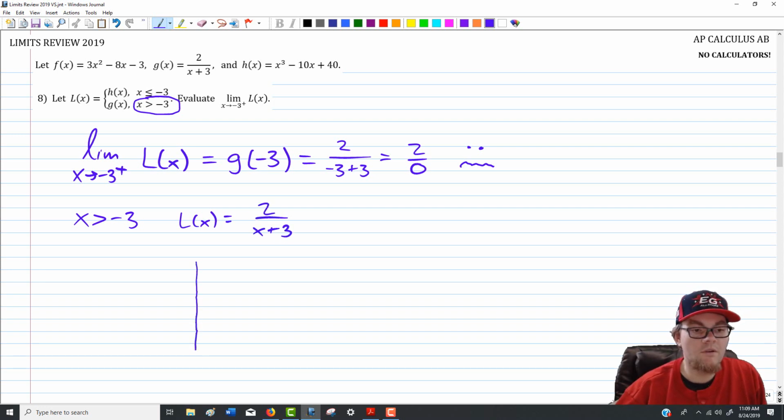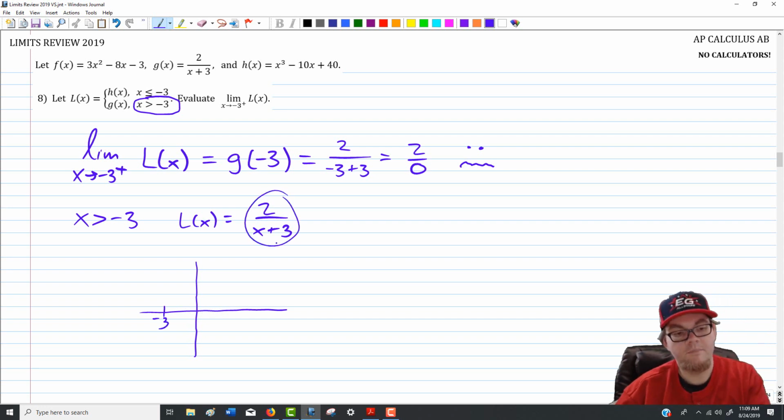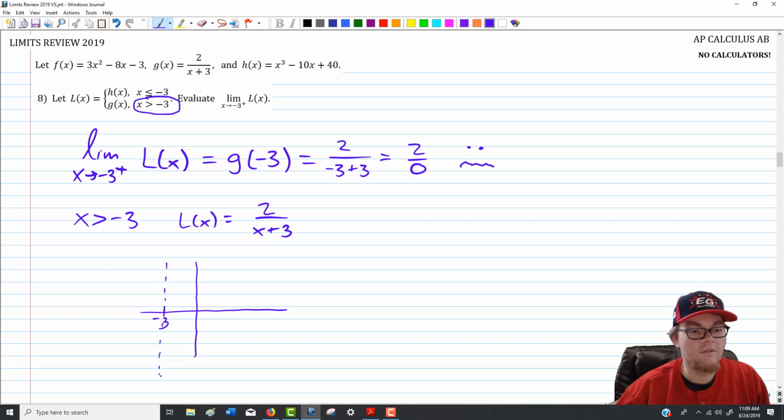So although we don't know exactly what's happening over here, it's some other behavior, which we could graph out if we wanted to. But basically, once we get past negative 3, we've just got this function. This function has a vertical asymptote at negative 3, and we're interested in what's happening as we approach from the right. So doing some quick work, if I plug in x equals 0 to figure out what L of 0 is equal to, I'll get 2 over 0 plus 3, which is 2/3. That means my point of context is right there.